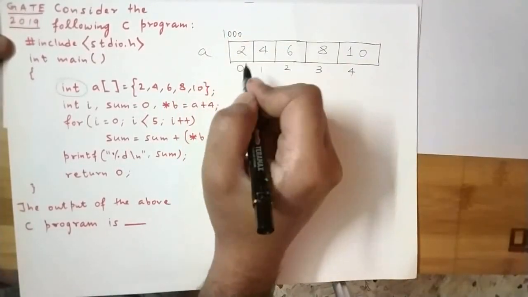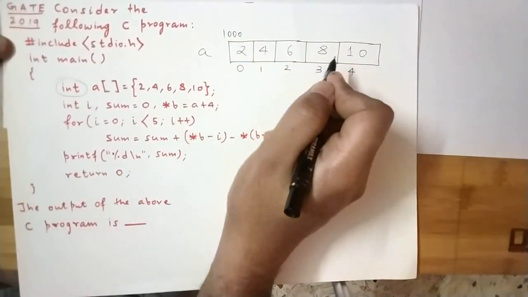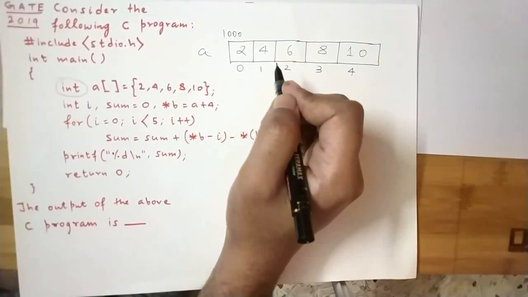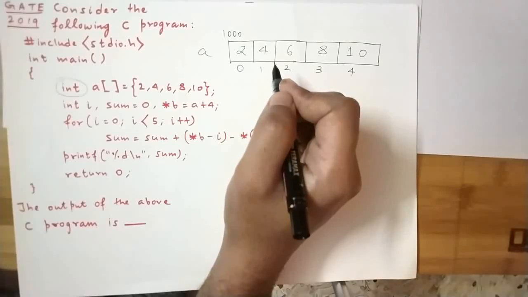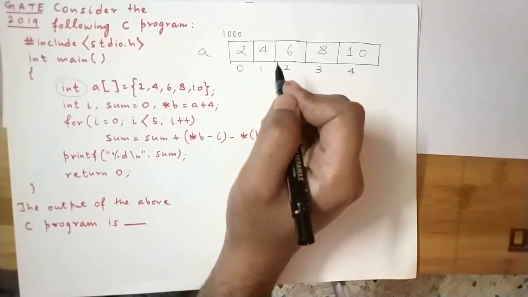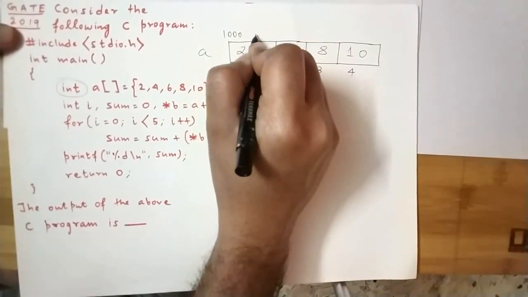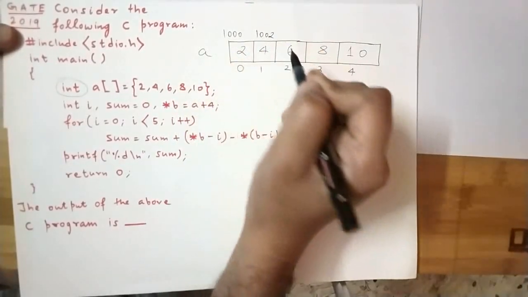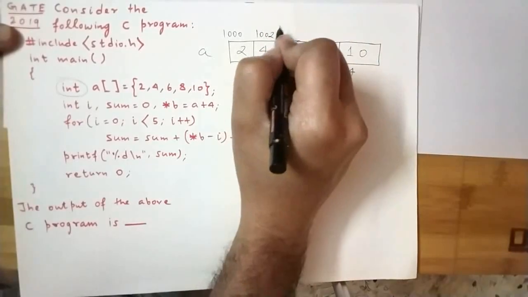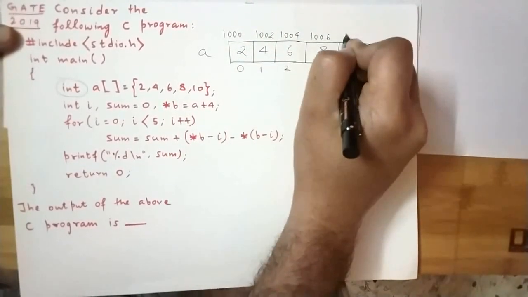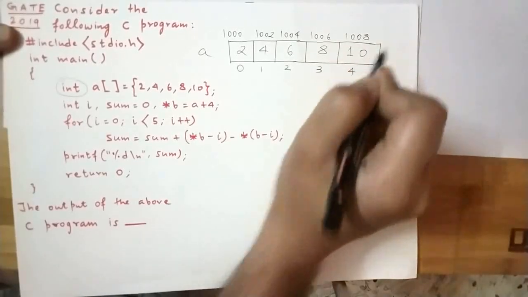And remember, I'm assuming int to take up 2 bytes here. If you assume int to take up 4 bytes and then go on to solve this question, you will get the exact answer that I will be getting. There will be no difference whatsoever. So the first address is 1000, next I'll get 1002 because I've assumed int to be of 2 bytes. The third one will be 1004, 1006, followed by 1008 at the end.